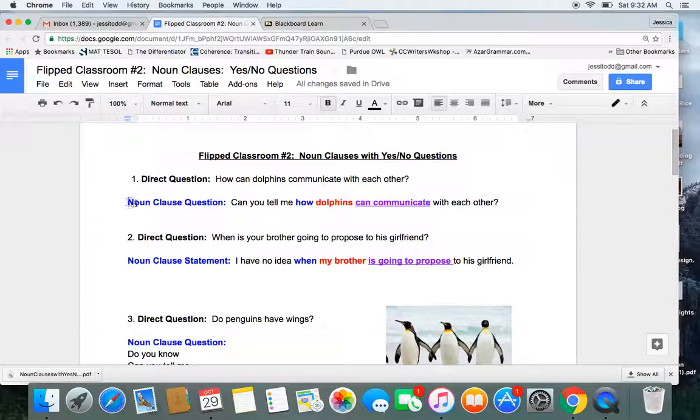But we can also embed it into a noun clause question and ask in a more polite way. We can say something like, can you tell me how dolphins can communicate with each other? In this way, we are embedding the noun clause, how dolphins can communicate with each other, and starting off with a can you tell me question phrase. Remember that we're going to have a WH question. Next, we'll have the subject in red. And finally, we'll have the verb, in this case, can you communicate.